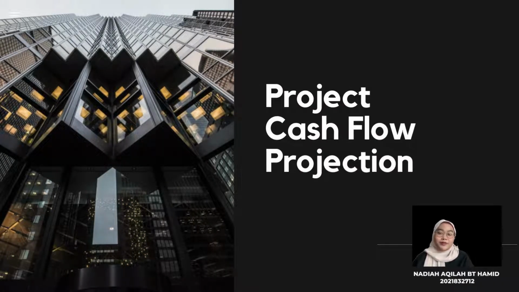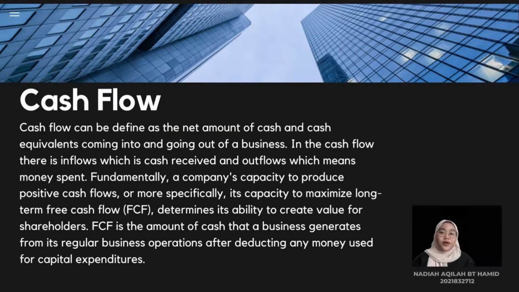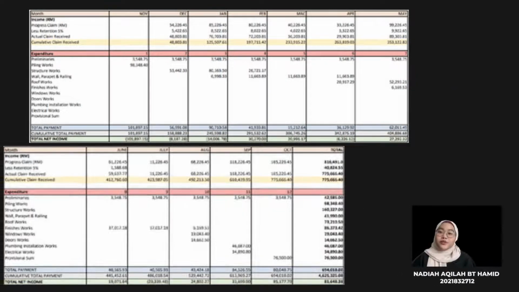Thank you. Now I'm going to explain the project cash flow projection. So what is cash flow? Well, cash flow can be defined as the net amount of cash and cash equivalents coming into and going out of a business. In the cash flow, there is inflow, which is cash received, and outflow, which means money spent. Fundamentally, a company's capacity to produce positive cash flow, or more specifically, its capacity to maximize long-term free cash flow, determines its ability to create value for shareholders. FCF is the amount of cash that a business generates from its regular business operations after deducting any money used for capital expenditures. Here we got two tables of cash flow.